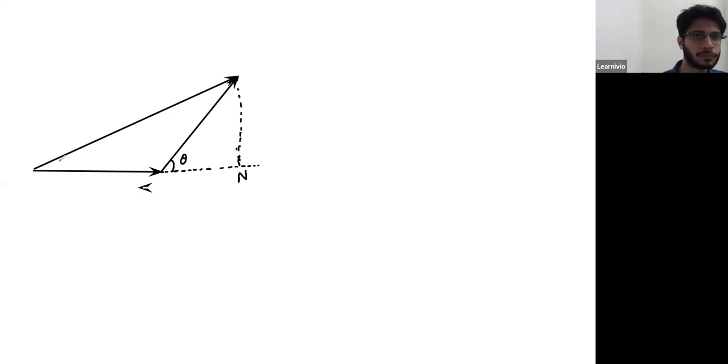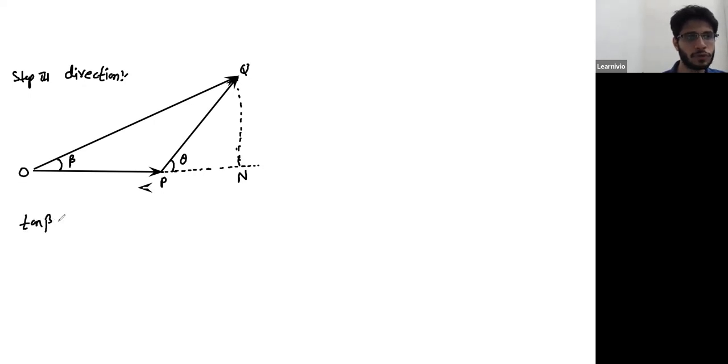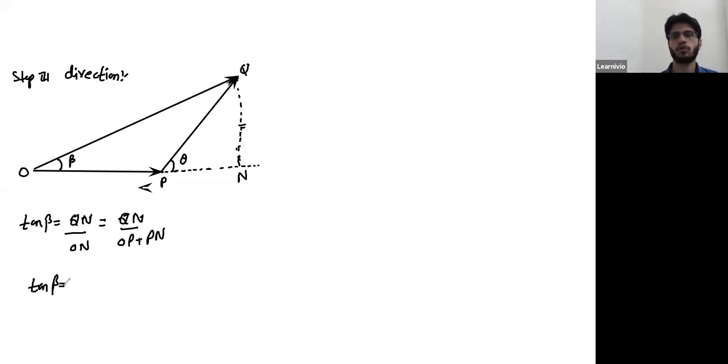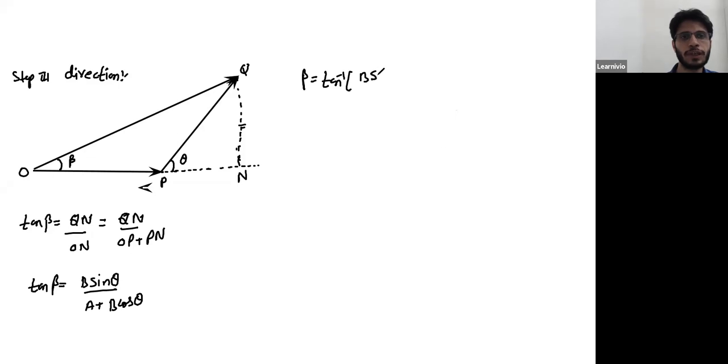This angle is theta. This is beta. This is O, this is P, this is Q. So we were doing step 3, that is the calculation of direction. So tan beta is perpendicular upon base, so that's QN over ON. So that's QN over OP plus PN. QN was B sine theta. OP is A, PN is B cos theta. So you can write that your beta is tan inverse of B sine theta over A plus B cos theta.